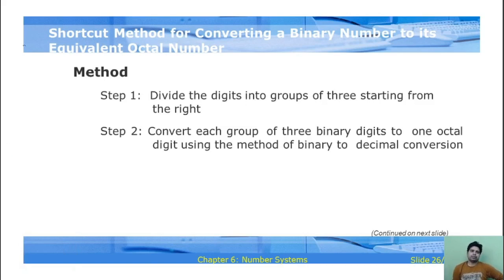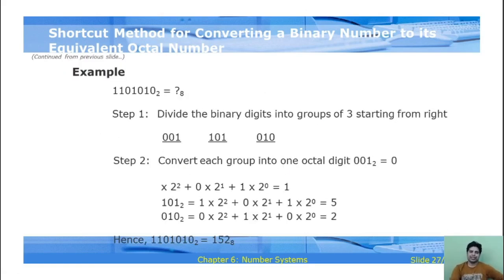Next is the shortcut method for converting a binary number to its equivalent octal number. Step one: divide the digits into groups of three starting from the right. Step two: convert each group of three binary digits to one octal digit using binary to decimal conversion. Clear?